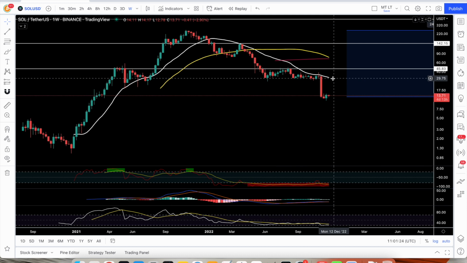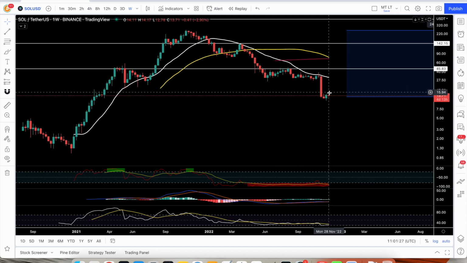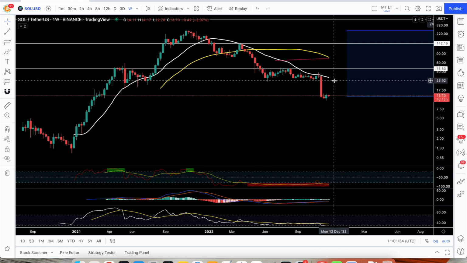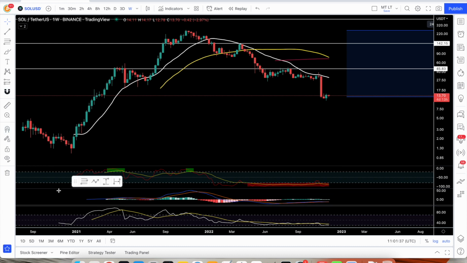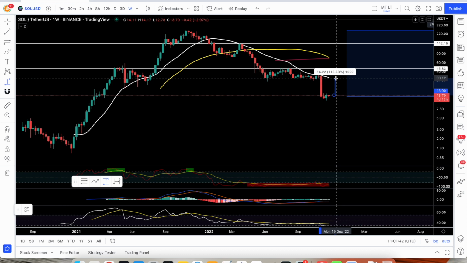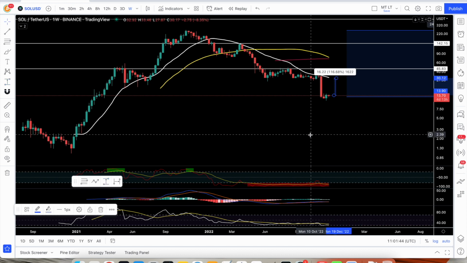Right now this white line is somewhere around $29. So if we get a pump from here, let's say this is the local bottom, somewhere in the $13-ish range, we can make really good profit. What kind of profit are we looking at? We are looking at somewhere around more than 100% profit.